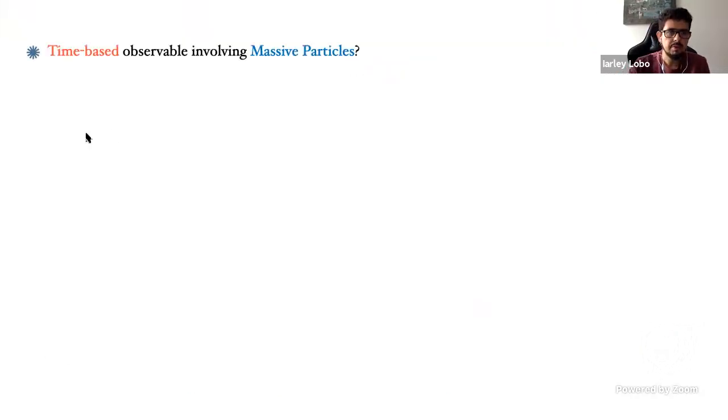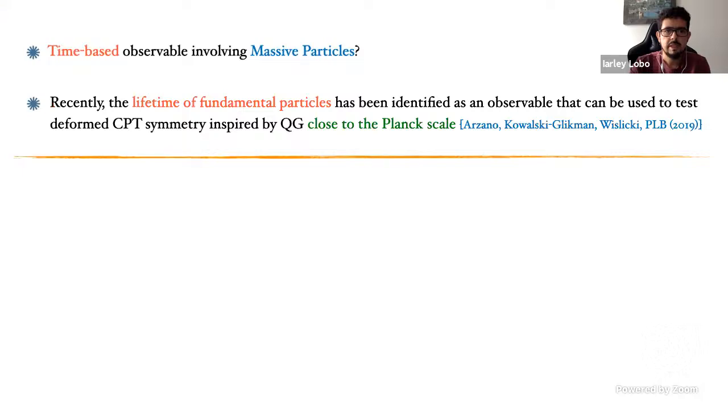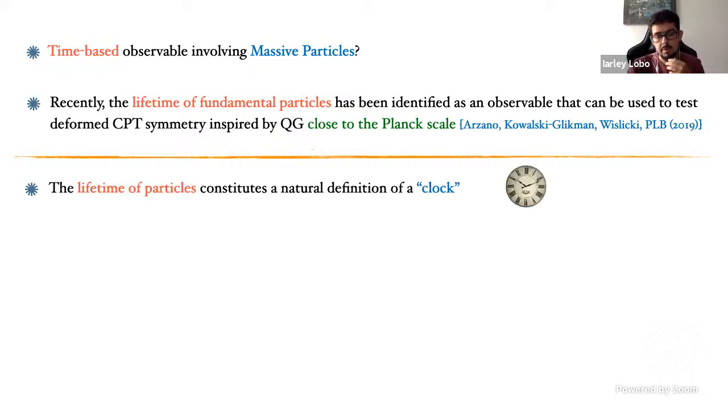So our question, from the previous papers, was: is there a time-based observable involving massive particles that does not necessarily rely on massless particles? And actually, yes. In this paper, the lifetime of fundamental particles has been shown to be a very interesting observable that can be used to test Lorentz invariance deformation. It is based on the violation of the CPT symmetry inspired by quantum algebras, and the contributions could be constrained if measured close to the Planck scale. Based on this, we analyzed what would be the effect on the lifetime of fundamental particles if this particle propagates through an effective spacetime that captures these kinematical properties.